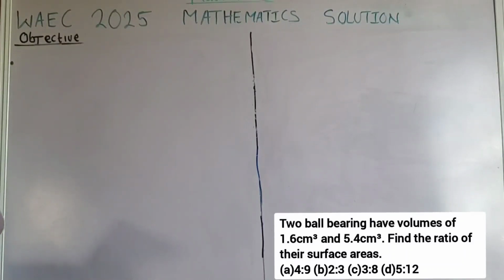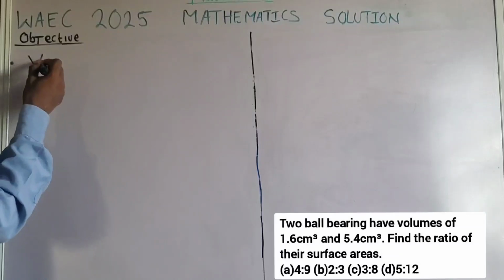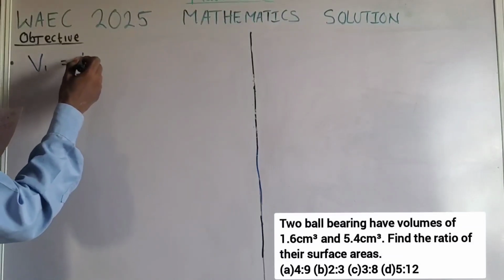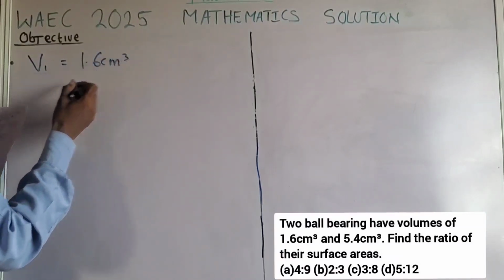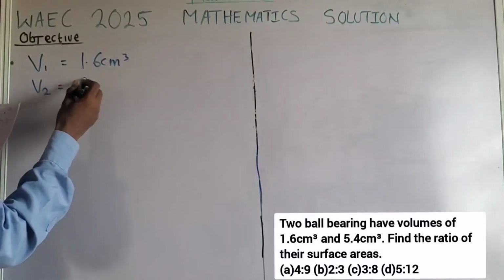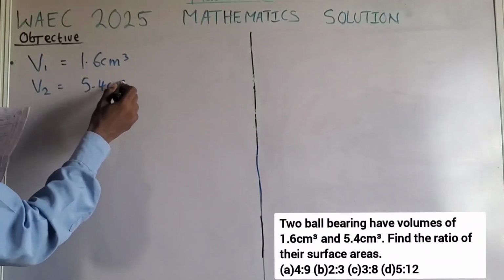What is the shape of a ball? The shape of a ball is like a sphere. Are you getting what I'm trying to say? So that means that what we are dealing with now is the volume of the sphere. Let me call the first volume V1. The first volume is 1.6 cm³, and the second volume is 5.4 cm³.